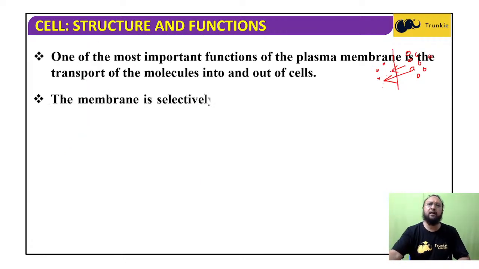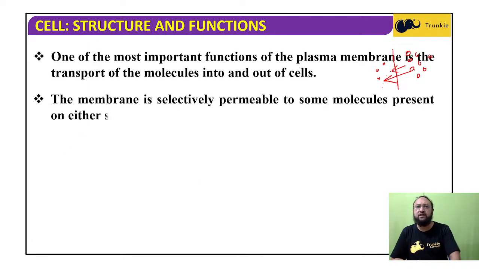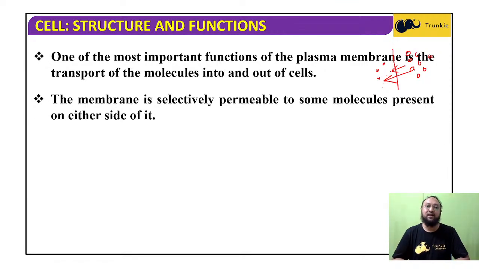Now, one of the most important functions of the plasma membrane is the transport of molecules into and out of the cells. The plasma membrane acts as a gate for the movement of molecules in and out of the cell. So the membrane is selectively permeable to some molecules present on either side of it. It selectively permits substances to enter into or go out of the cell.